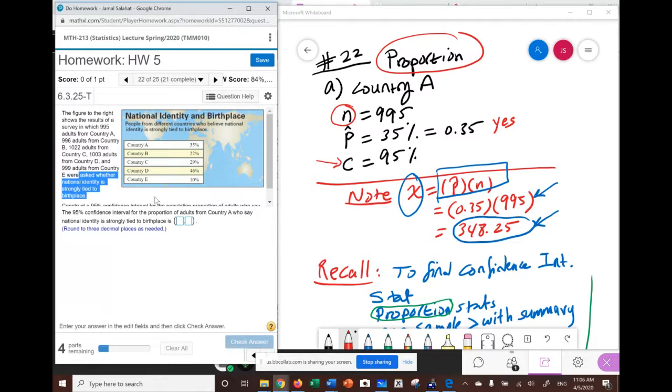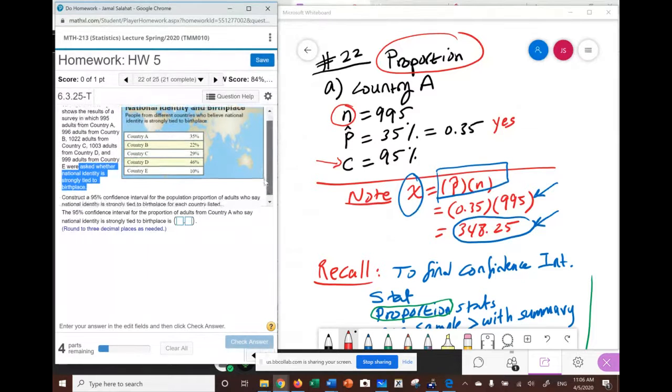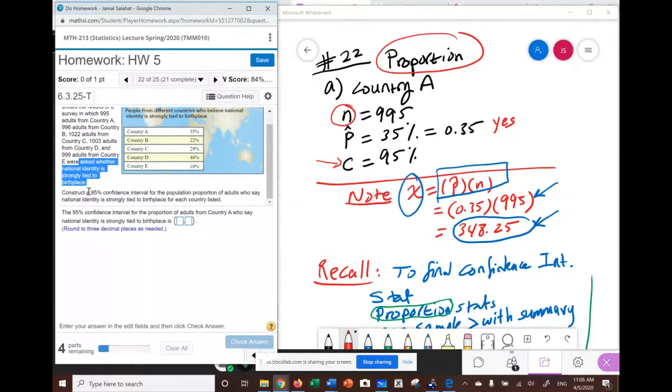To find the confidence interval, because they ask us to build a confidence interval, for all of them they ask us to find a 95% confidence interval. Notice that this problem is 5 problems in one. We want to build a confidence interval for country A, one for B, one for C, one for D, one for E. All of them will have the same confidence level, 95%. But let's start with A.